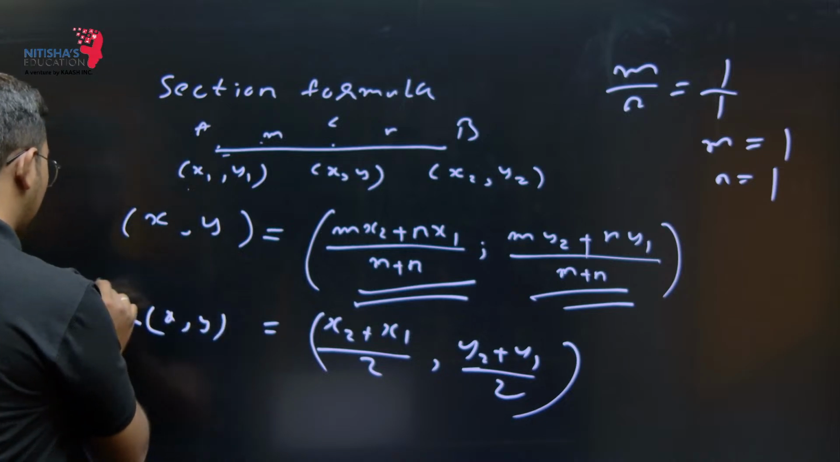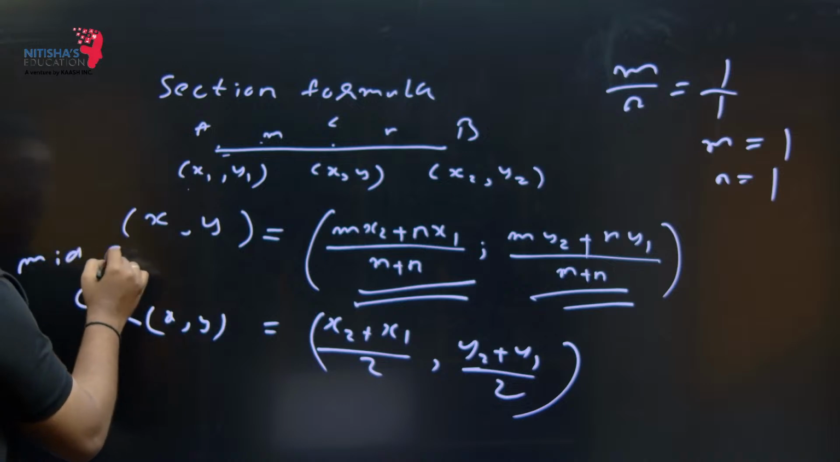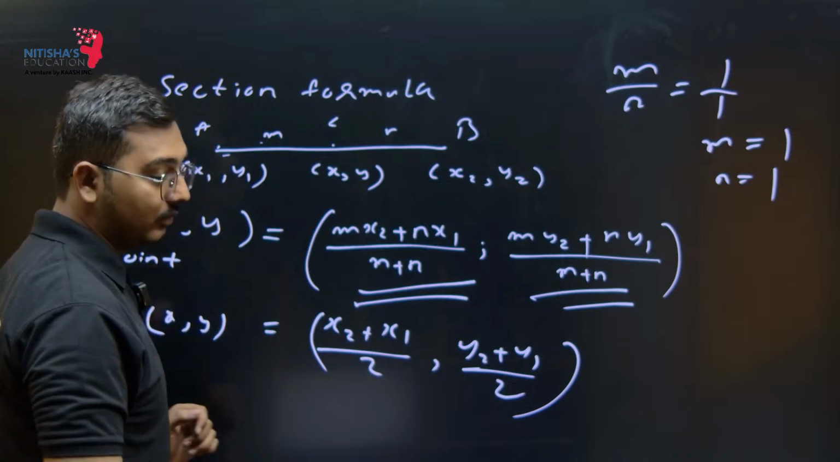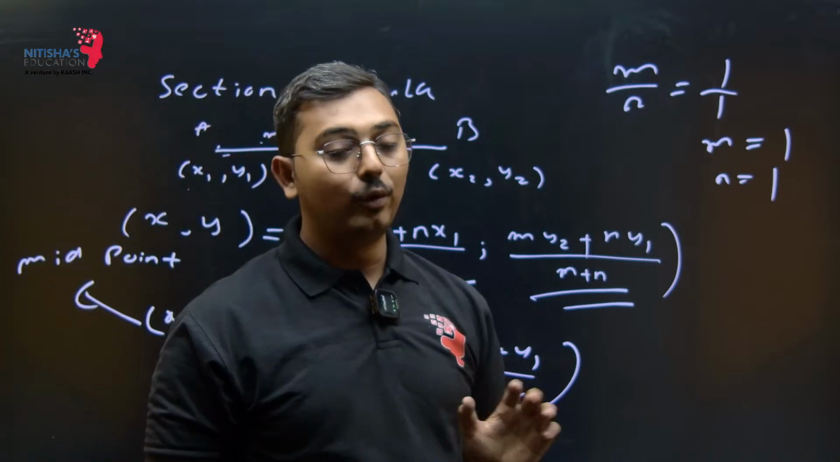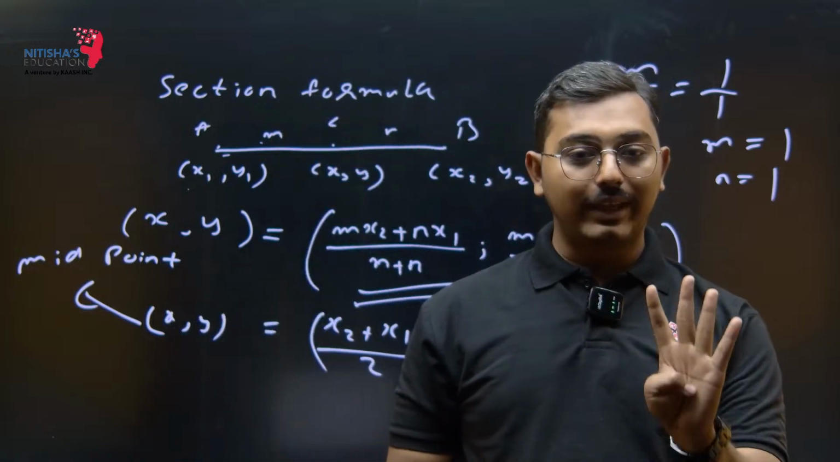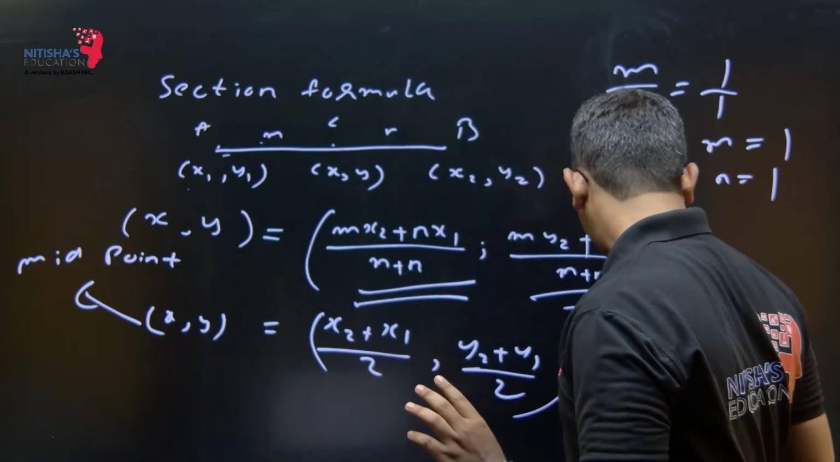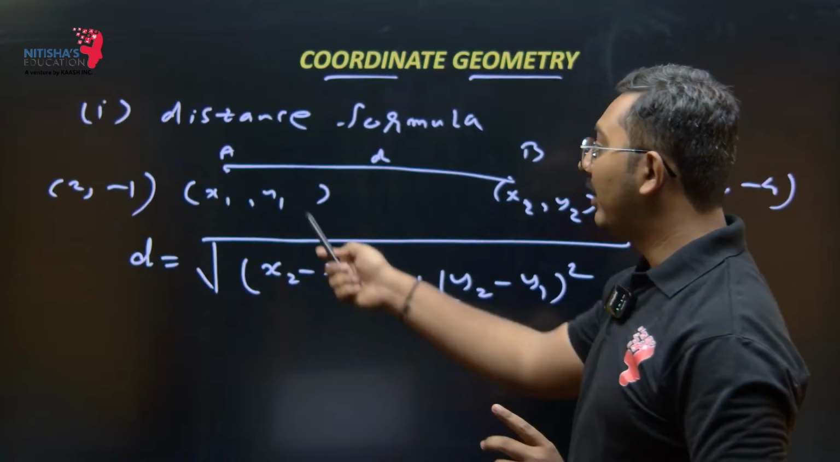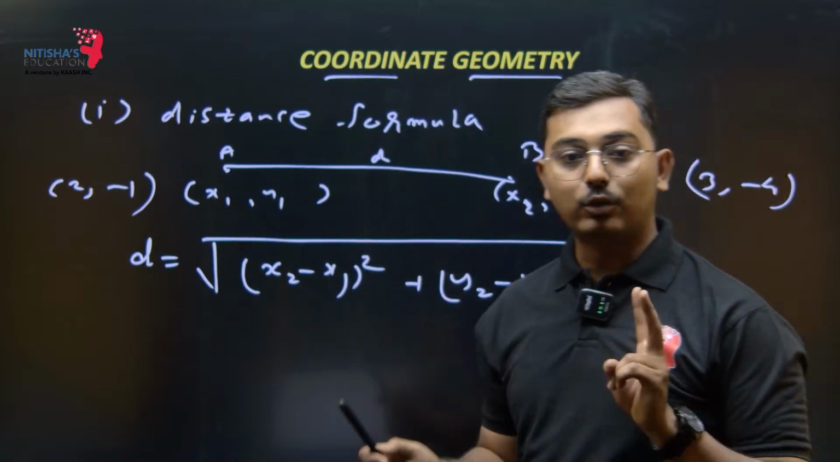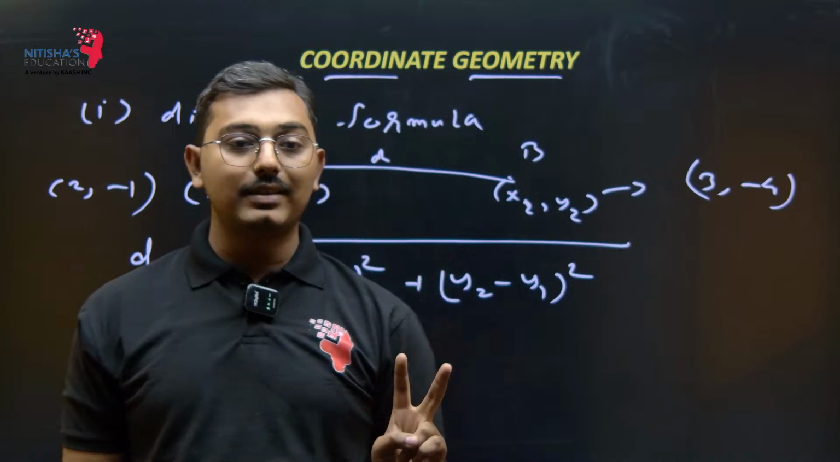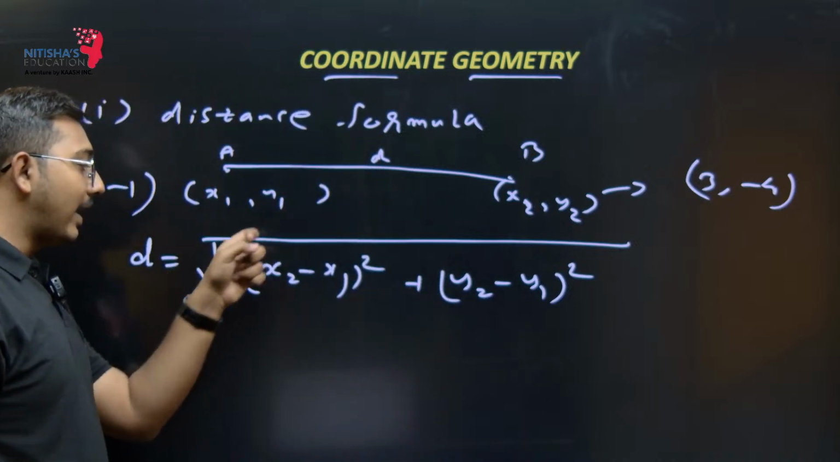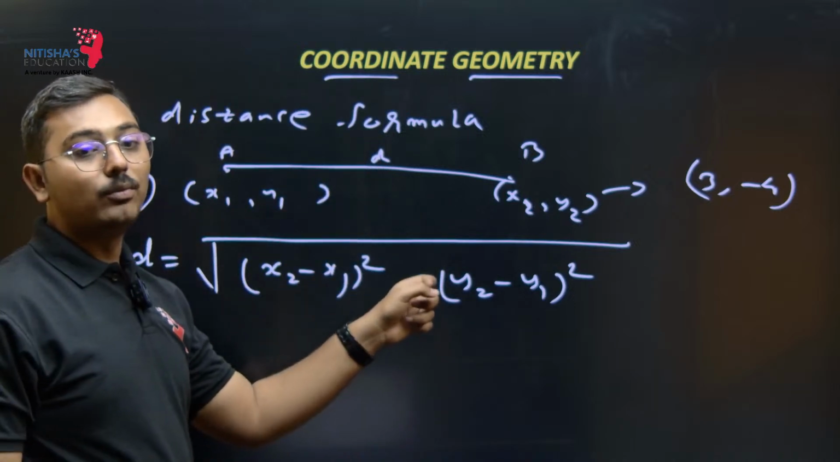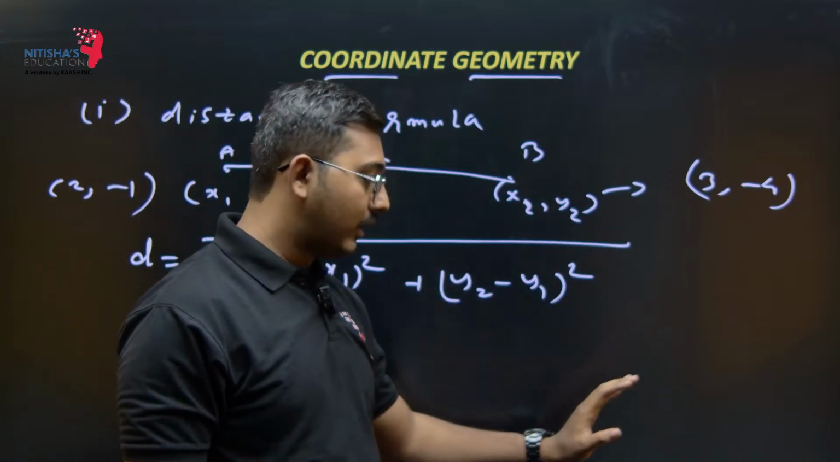This is the midpoint. I hope it is clear to you. There are 4 things to remember. First is the distance formula. The distance between two coordinates is given by the square root of (x2 minus x1) squared plus (y2 minus y1) squared.